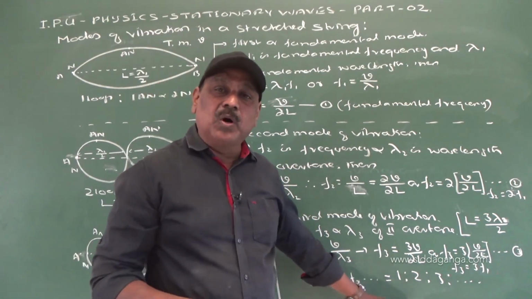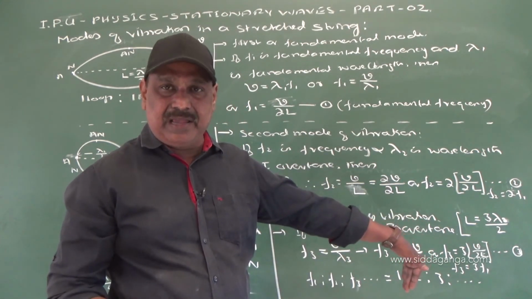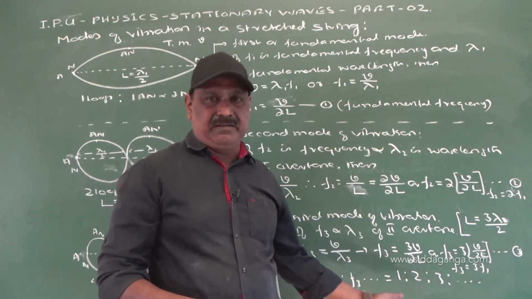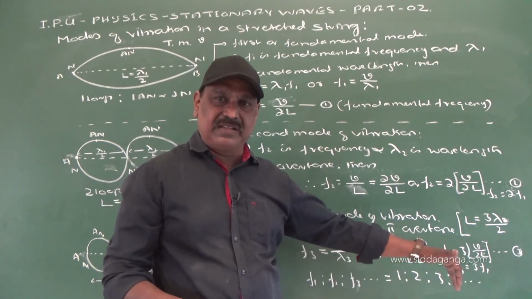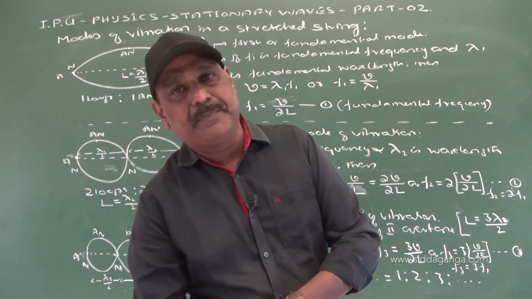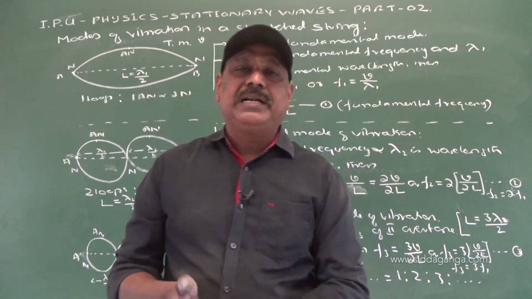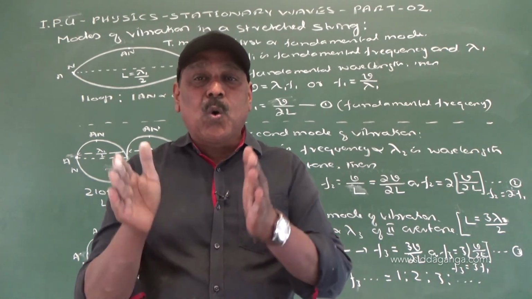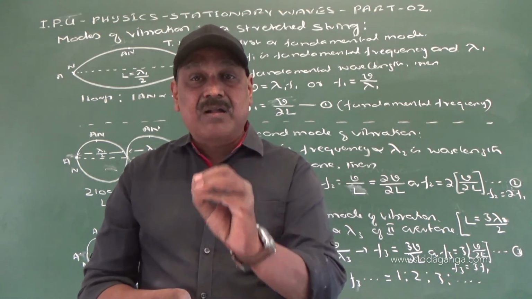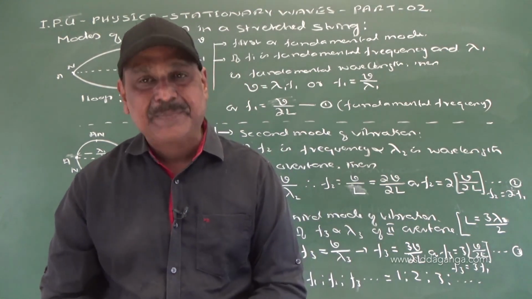So here both odd harmonics like F1, 3F1, 5F1, 7F1 exist, and even harmonics 2F1, 4F1, 6F1, etc. exist, right? Now there will be a 5-mark question on this particular topic, right? They may ask, show that the frequencies of overtones of a stretched string are harmonics of the fundamental frequency. Is that clear?